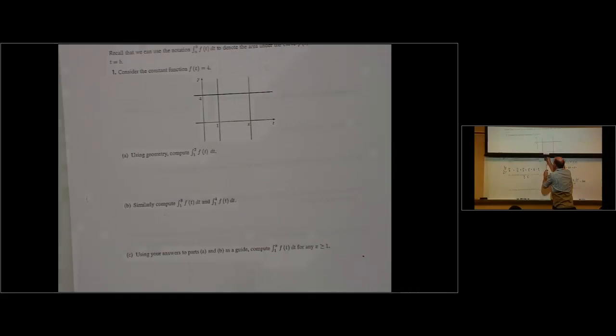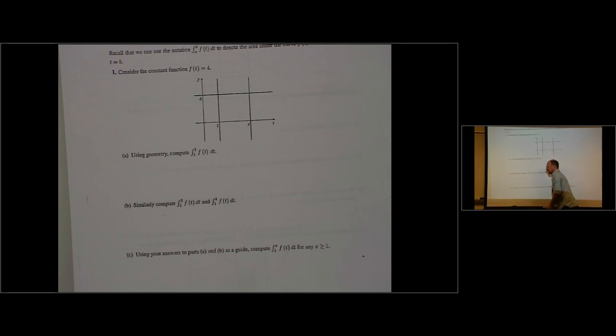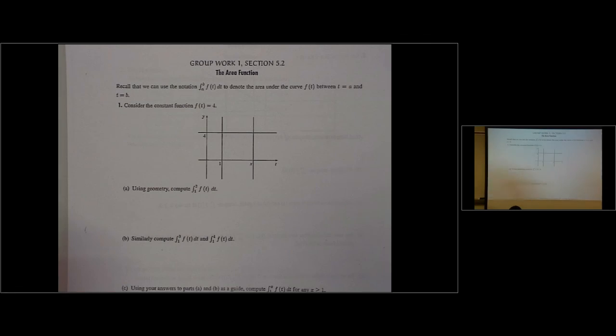Okay, so the goal here is to start thinking about a new kind of function, which is the area function. The reason I'm doing this is we're trying to preview 5.3. 5.3 is called the Fundamental Theorem of Calculus. It's a big deal. We've been working towards it basically the whole semester.